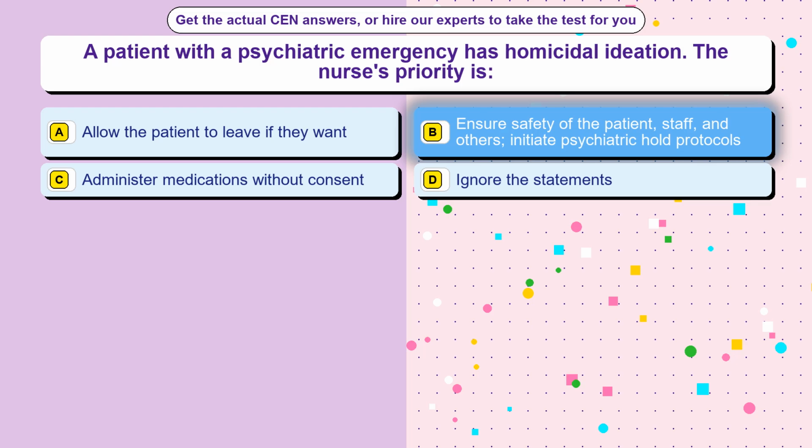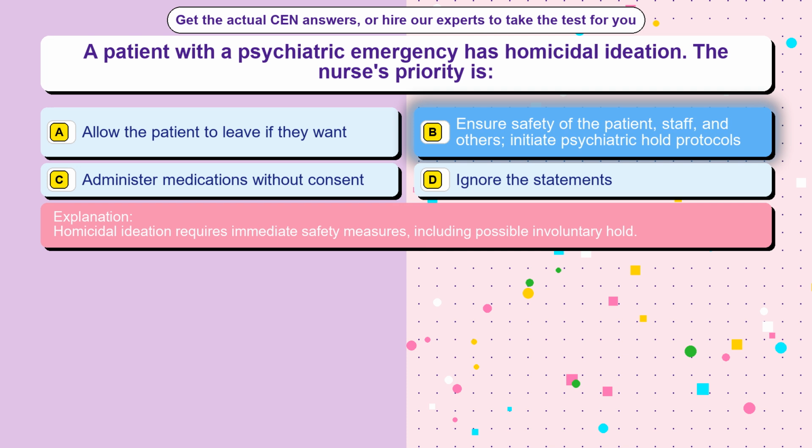The correct answer is Option B. Ensure safety of the patient, staff, and others, initiate psychiatric hold protocols. Homicidal ideation requires immediate safety measures, including possible involuntary hold.